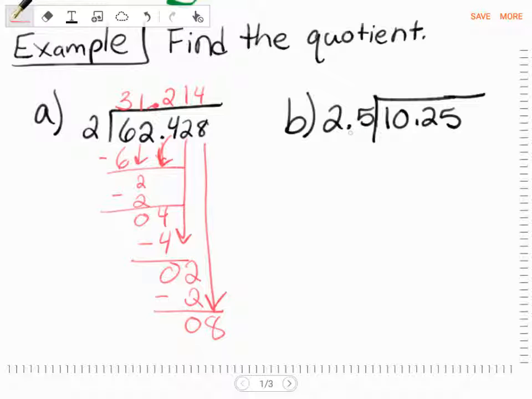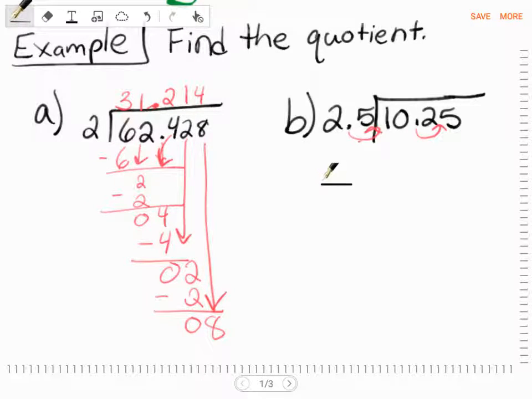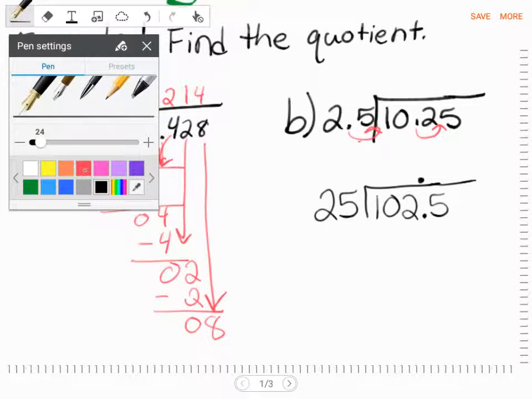In this next problem, it's a little bit messier because in our divisor we have a decimal, and I do not want that. So I'm going to move it. We have this nice little rule that says if I move it to the right one time, I can move it in my dividend one time. So you need to make sure that whatever you do to one of them, you do the same thing to the other. So I'm going to go ahead and rewrite my problem. I have 25 now because I moved my decimal to the end. Goes into 102.5. Now remember, my answer is going to have a decimal point directly above where I have a decimal point in my dividend. So just make sure you're being careful about that.